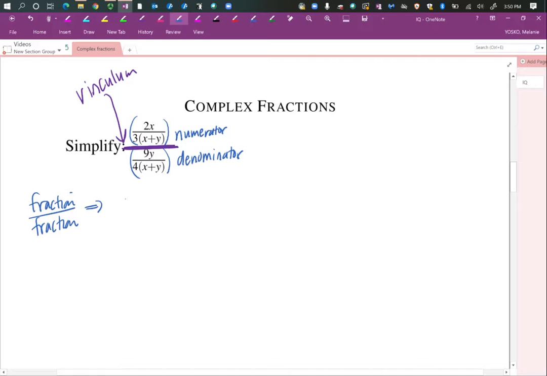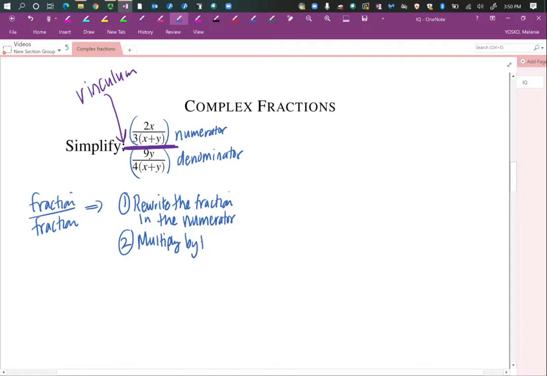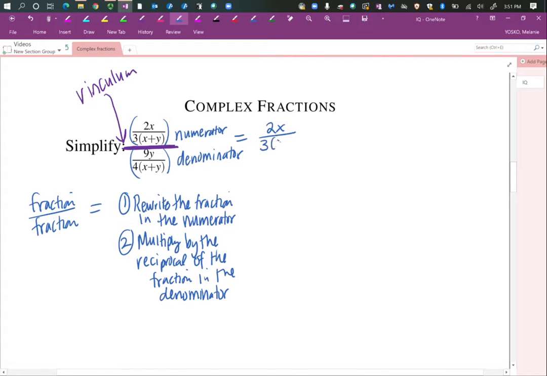And to clean that up, I do two things. Number one, I rewrite the fraction in the numerator. And then number two, I multiply that by the reciprocal of the fraction in the denominator. It is equal to the same process. So rewrite the fraction in the numerator. So I have 2x as the numerator of the numerator, and I have 3 times (x plus y) as the denominator of my numerator.